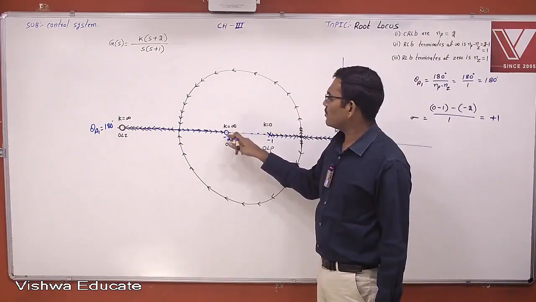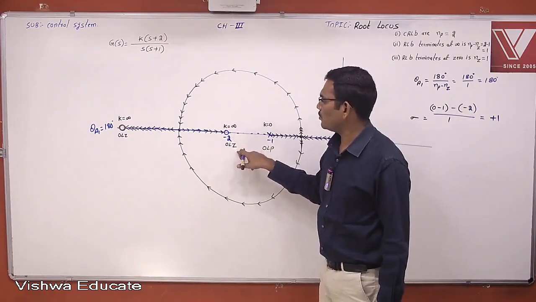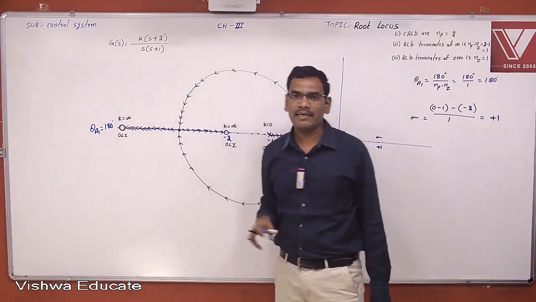Now this root locus branch terminates with k equal to infinity. This is the open loop zero, which is available at infinity.